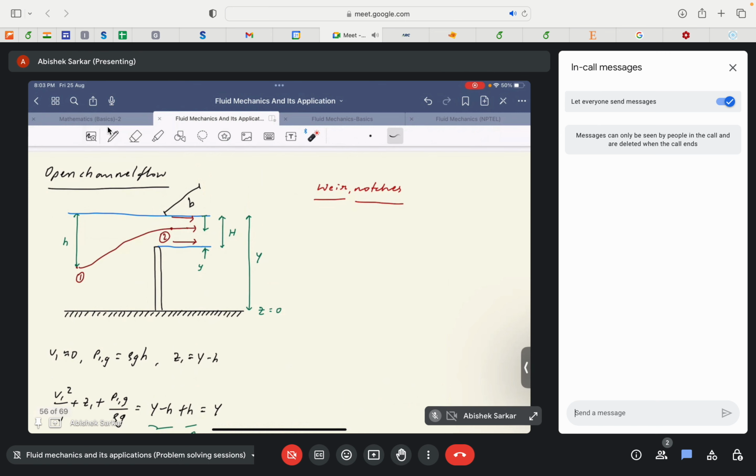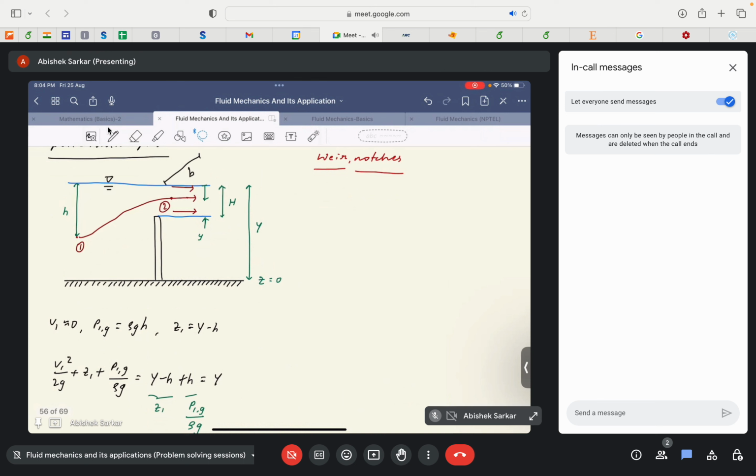We consider this as point 1 at a depth of h from the free surface. I should draw the notation to denote the free surface. So h can be considered as the depth of point 1 from the free surface. Then we consider point 2 just past the weir. So this point 2 is just past the weir, and these are the dimensions. Capital Y is the height of the free surface from the datum.